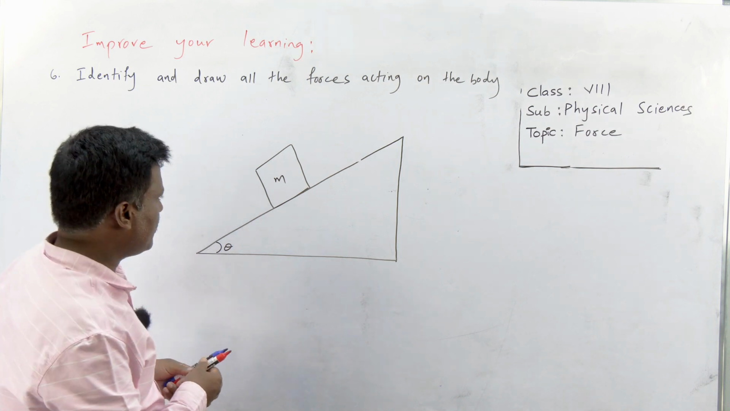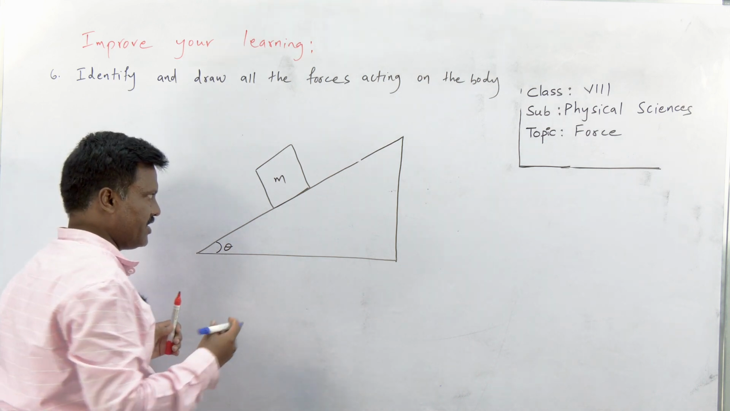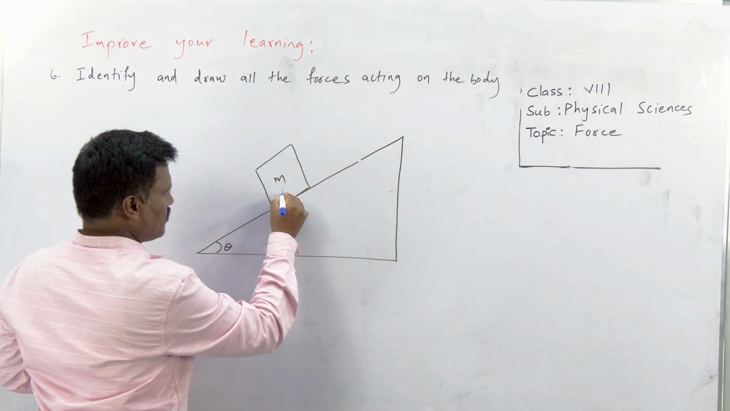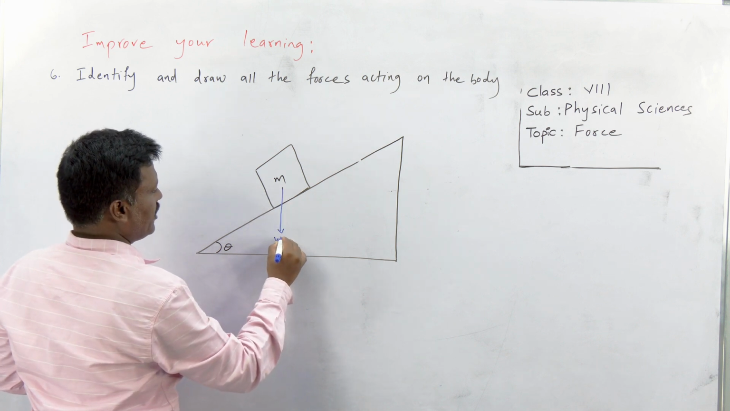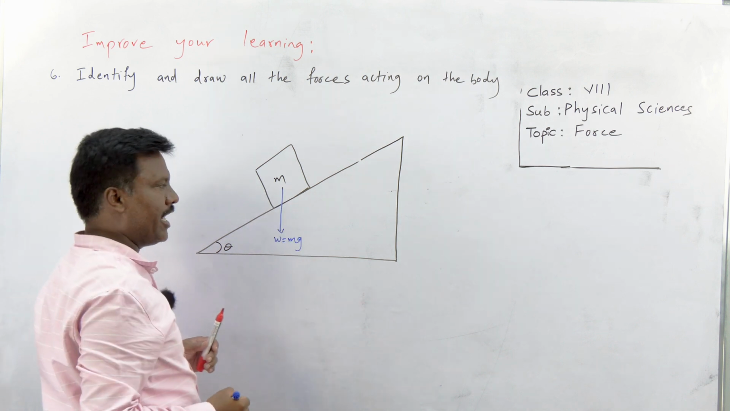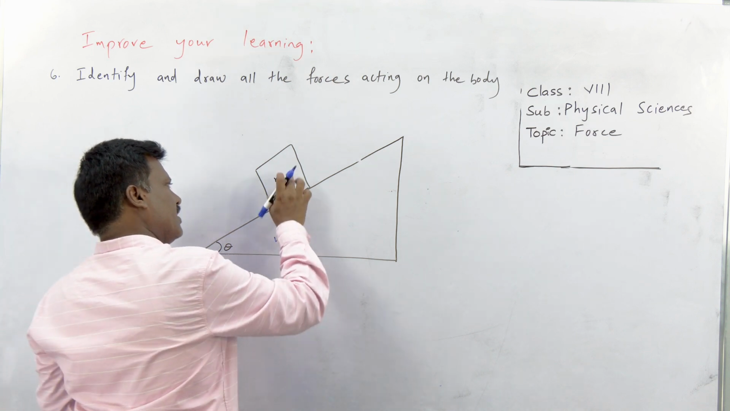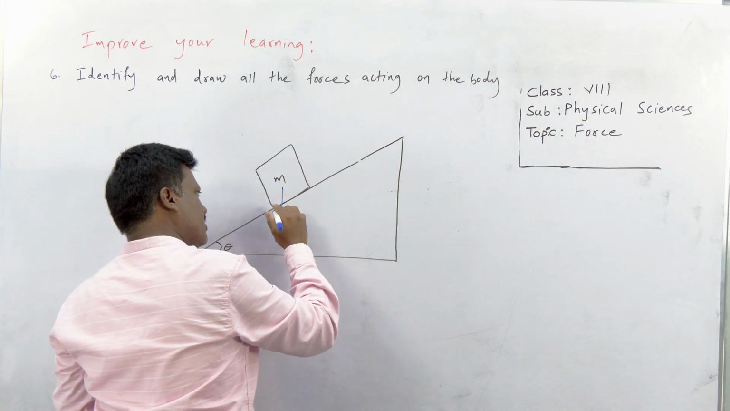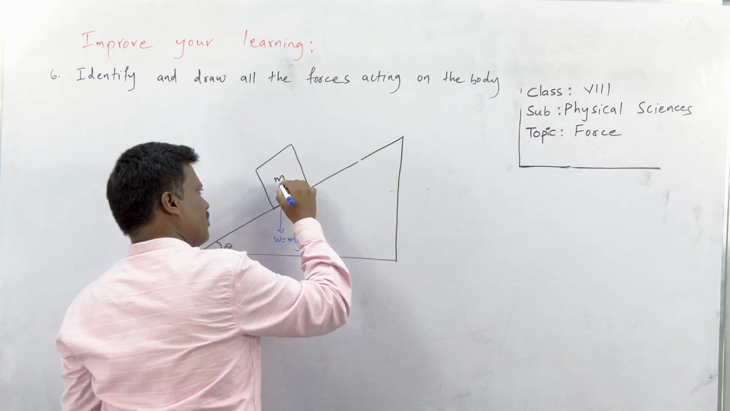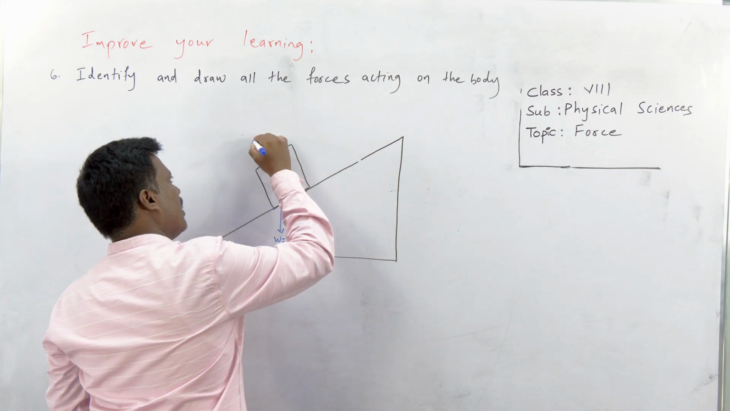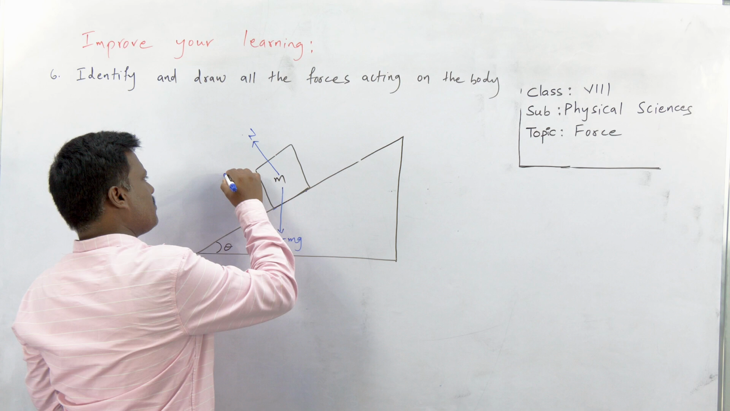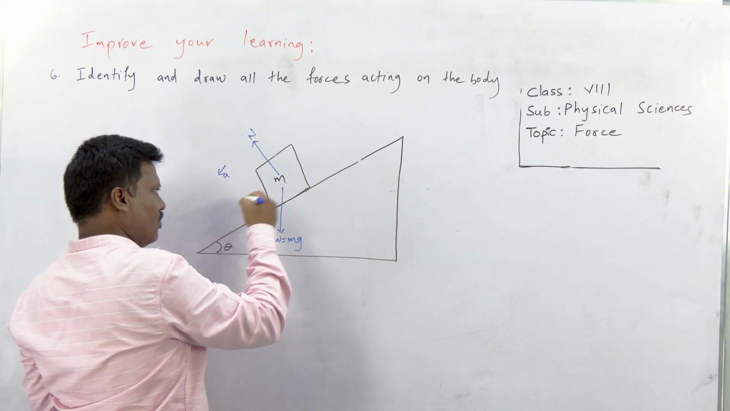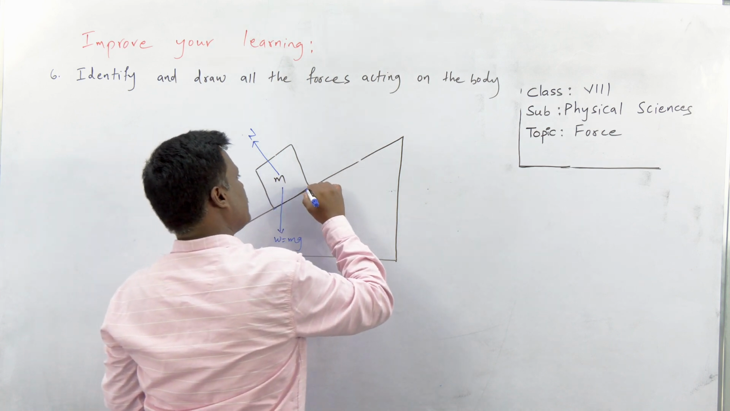So what are the forces acting on the body? One is the gravitational force acting on this body. This gravitational force acts in the downward direction, W is equal to mg. This body is in contact with this wedge, this is the surface, right? Perpendicular to the surface, which force acts? Normal force.